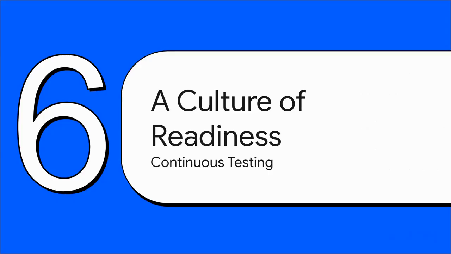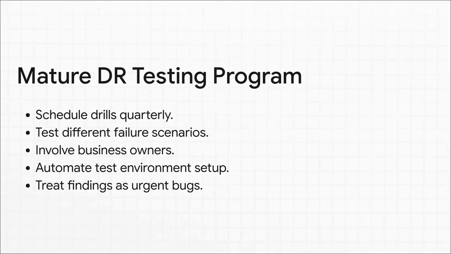Now, finding these issues is fantastic, but only if it leads to real change. And that brings us to our final section, building a culture of readiness. This isn't about some once-a-year fire drill. It's about weaving continuous testing and improvement right into the fabric of your operations. So, what does a mature DR testing program really look like? Well, first, you're scheduling these drills quarterly. The cloud moves way too fast for annual tests.